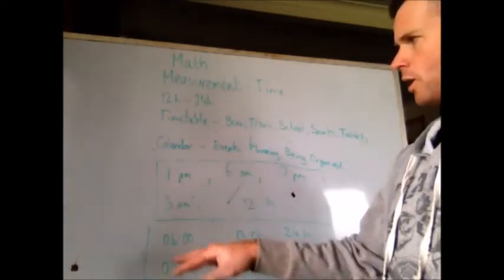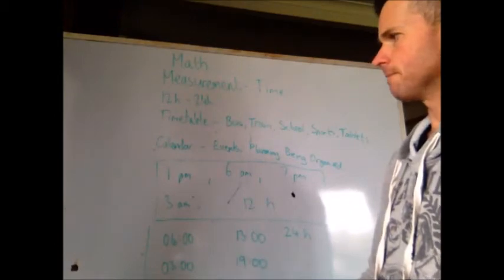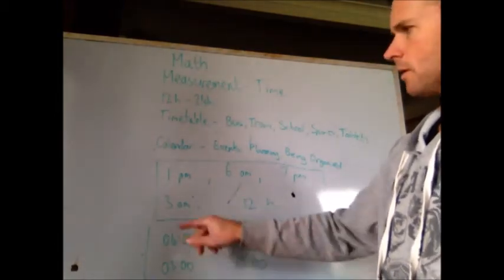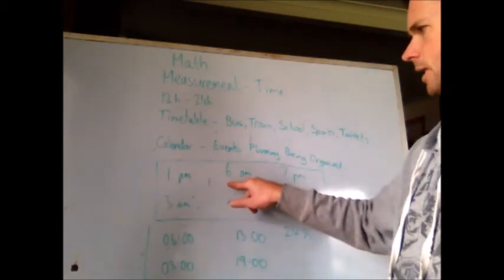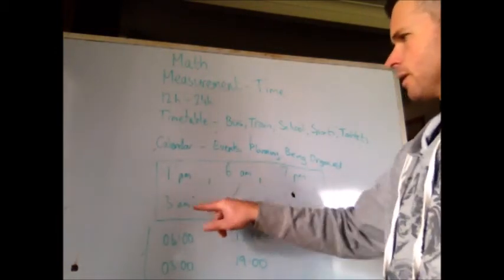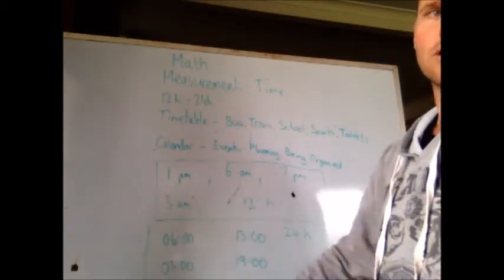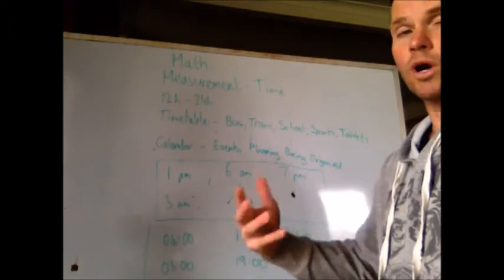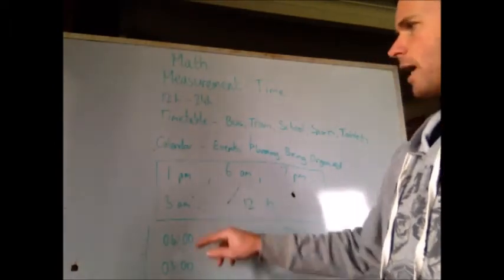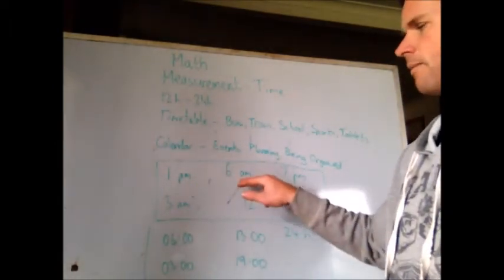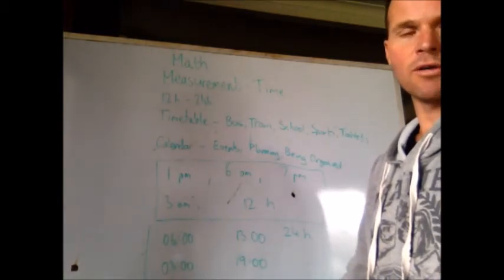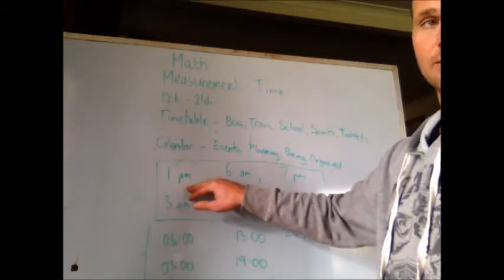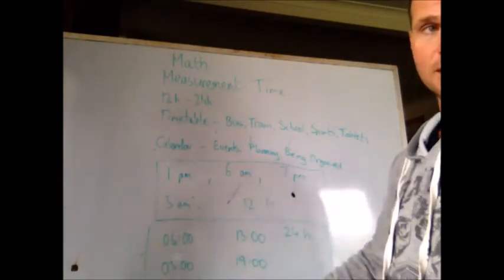So just a quick bit of learning on the 12-hour and 24-hour time. Okay, so I've got some examples here of the 12-hour time. So for example, we have 1 p.m, 6 a.m, 7 p.m, and 3 a.m. Okay, so the 12-hour time only goes to 12. That's why it's called 12-hour time. And we have to use the p.m. or the a.m. to let people know whether it's in the morning or the afternoon. Okay, so the p.m. is the afternoon, whereas the a.m. is the morning.